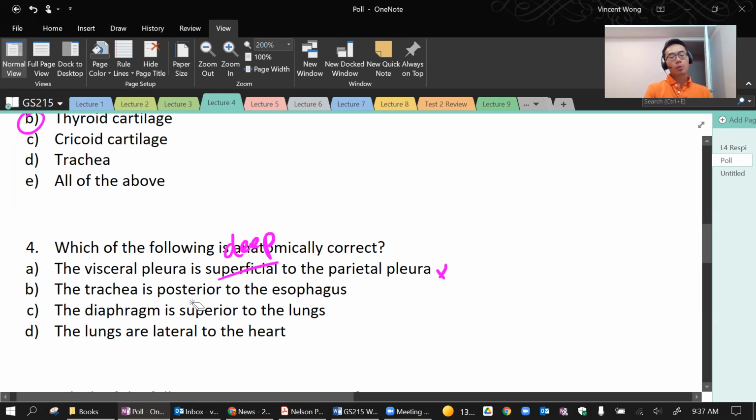The trachea is posterior to the esophagus. It's again the other way around. The trachea is in front of the esophagus, so it should be anterior. The diaphragm is superior to the lungs, on top of the lungs. Not true either. The diaphragm is below the lungs, so it should be inferior. So these three are not correct. And the lungs are lateral to the heart. Heart in the middle, lungs on the side. So that is correct. Let's just do one more.